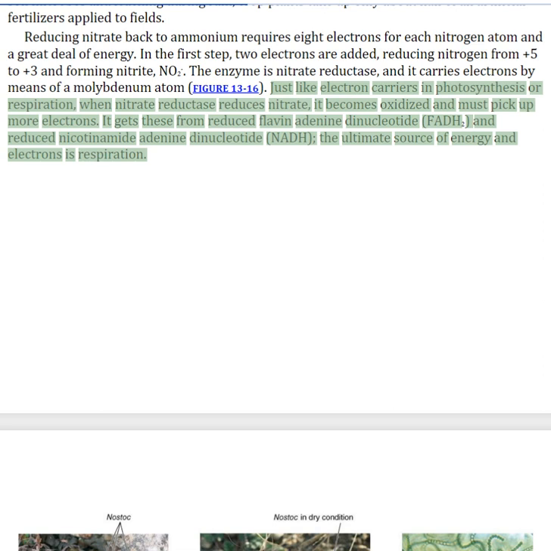It gets these from reduced flavin adenine dinucleotide and reduced nicotinamide adenine dinucleotide. The ultimate source of energy in electrons is respiration.